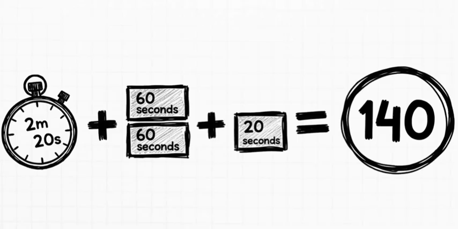Okay, first things first. You know the drill in physics. We gotta get our units straight. The problem says the farmer walks for 2 minutes and 20 seconds. Let's just convert that all into seconds to make life easier. So 2 minutes is 120 seconds, plus that extra 20, and we get a total walking time of 140 seconds.